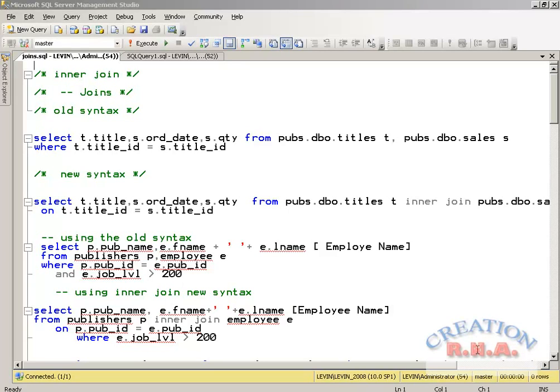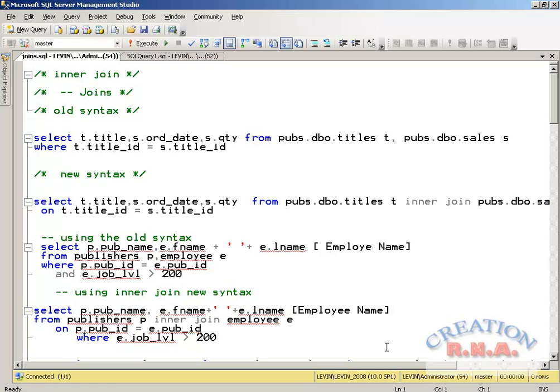What are the different types of join? We have the inner join, then the outer join. Let's bifurcate the outer join. The outer joins are of different types: there is a left outer join, then a right outer join, and in the end there is a full join.